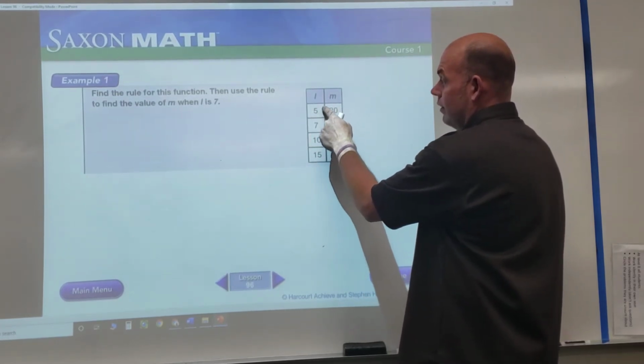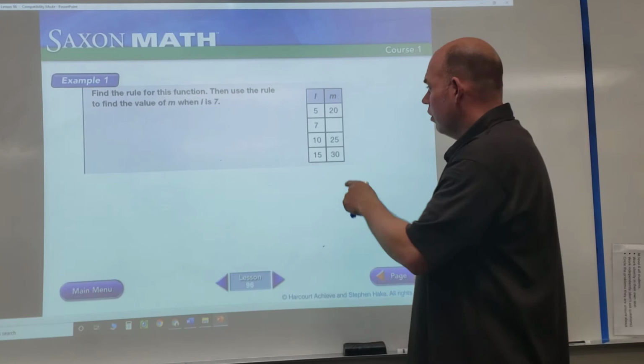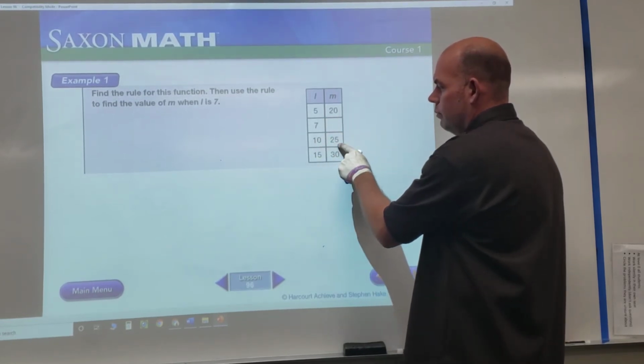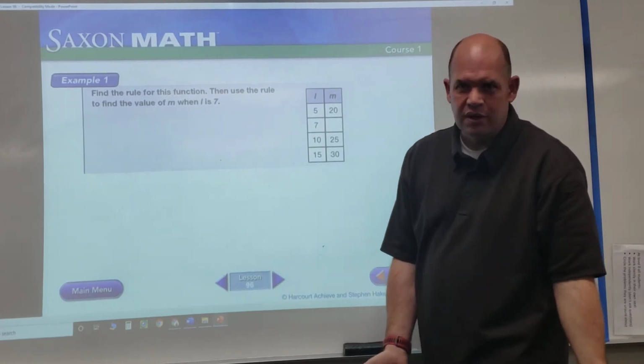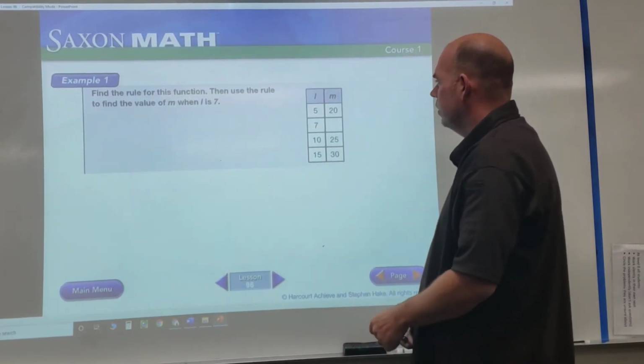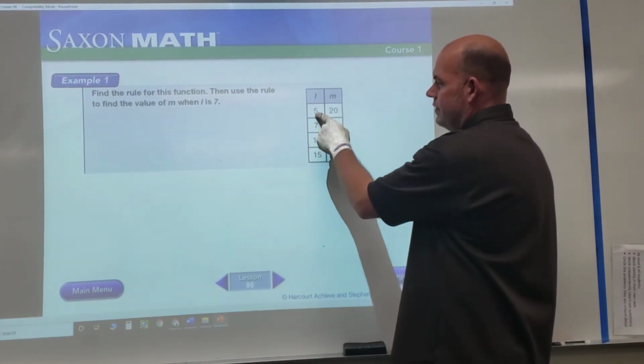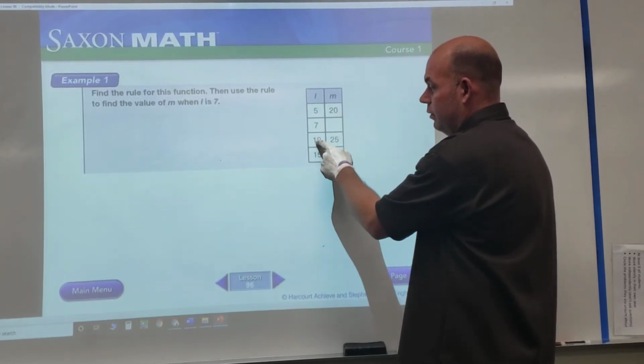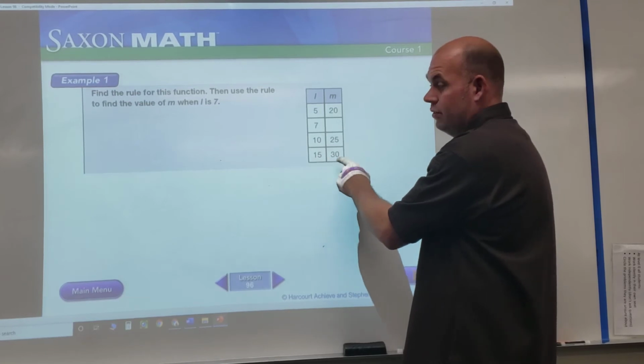5 to 20. 5 times 4 is 20. So we could choose 7 times 4 would be 28. 10 times 4 would be 40. So that doesn't work either. Let's see, 5 plus 15 is 20. 7 plus 15 would be something. 10 plus 15 is 25. 15 plus 15 is 30.